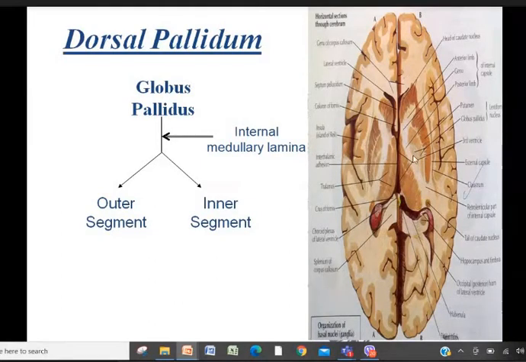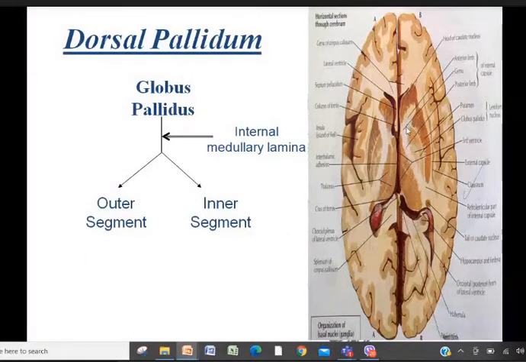Please focus on this. This is the section which will be given in the spotters and viva also. In this section, what you are seeing here is the head of the caudate nucleus. This is putamen, darker in color. This is globus pallidus, which is again divided into outer segment and inner segment. How to differentiate putamen and globus pallidus? This putamen is darker in color than the globus pallidus.